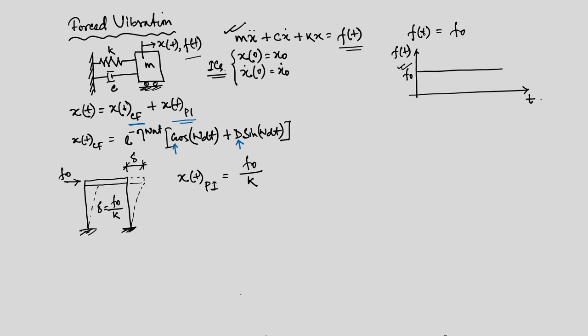And if we combine these two, we basically get the total response or total solution. So, in this case, it will be x of t is equal to e to the power minus eta omega n t, and I do not write the details of this bracketed term, which is already there, plus then f naught divided by k. So, we have the total response due to a constant force.